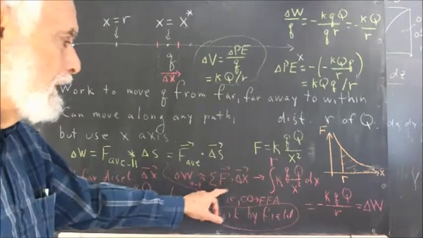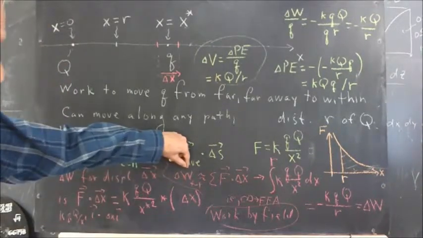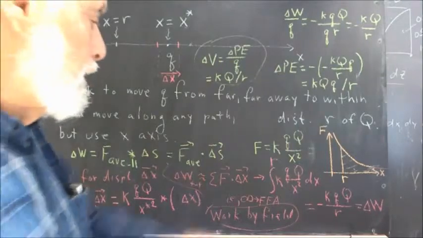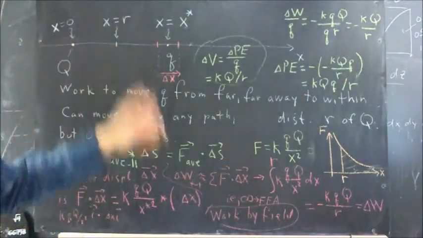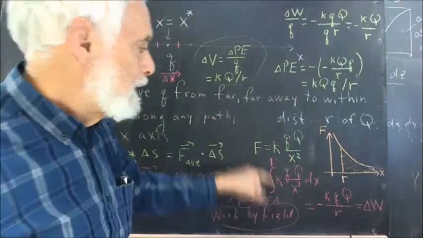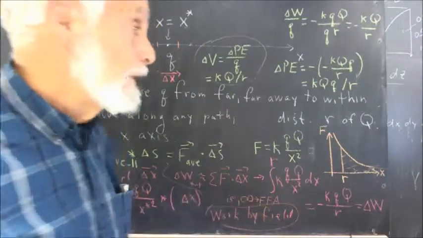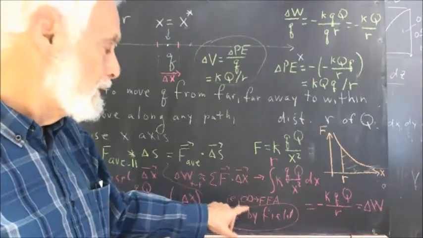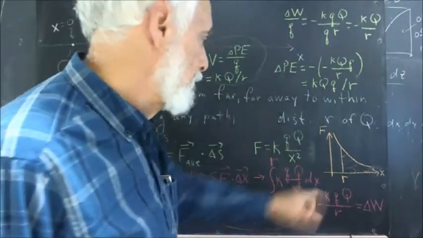Now, if we sum the F dot delta x over a bunch of intervals, we'll get a sum of expressions that look like this to get our total work. Now, that sum, in a way that you should be getting quite familiar with, is going to be the integral of k little q big Q over x squared dx between the limits. What are the limits? Well, we're bringing it in from far, far away to distance r. Far, far away is effectively infinity. So we're integrating from infinity to r of k times little q big Q over x squared dx.